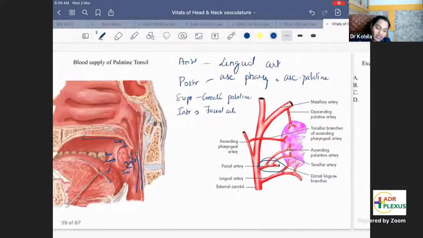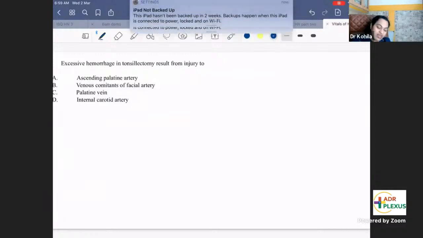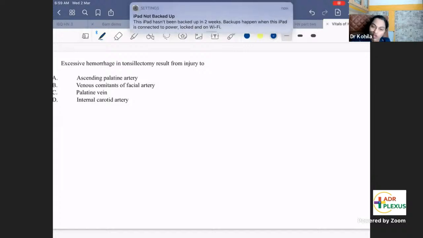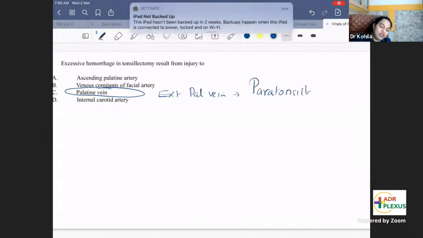Okay. And the venous drainage also has been asked frequently. Excessive hemorrhage in tonsillectomy results from injury to? Yes, your previous question. The external palatine vein, which is also called the paratonsillar vein, right, in the tonsillar bed. Okay.